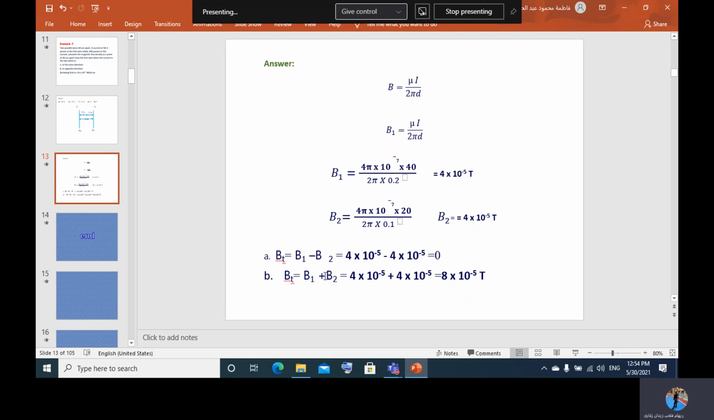Pay attention. If the current passes in the same direction and I would like the total B between the two wires, I subtract. Okay? But if I would like to get the total magnetic flux density between the two wires and the current passes in opposite directions, I add them to each other. All right? So here the total B is B1 plus B2, which is equal to 4 times 10 to the power of negative 5 plus 4 times 10 to the power of negative 5, which will give me 8 times 10 to the power of negative 5, and the unit is Tesla.